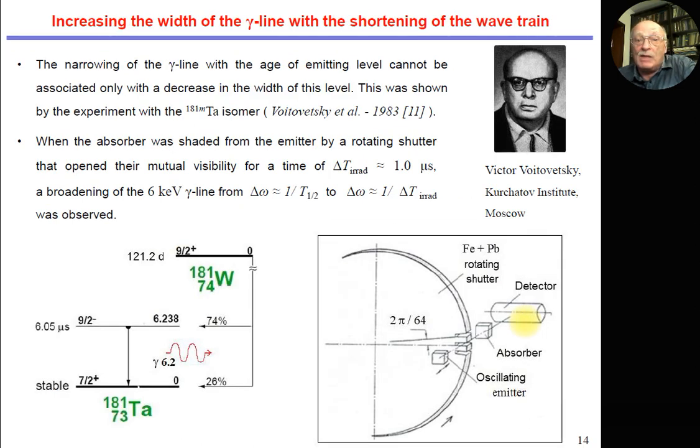The narrowing of the gamma line with the age of the emitting level cannot be associated only with a decrease in the width of this level. This was shown by the experiment with the tantalum-181 isomer carried out by Vladimir and his colleagues in 1983. Here is the energy levels scheme of tantalum forming in tungsten decay. When the absorber was shielded from the emitter by a rotating shutter that opened the mutual visibility for a time of about 1 microsecond, a broadening of the 6 keV gamma line occurred by 6 times.